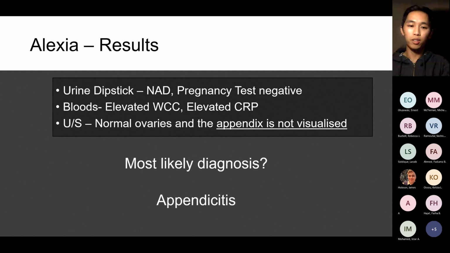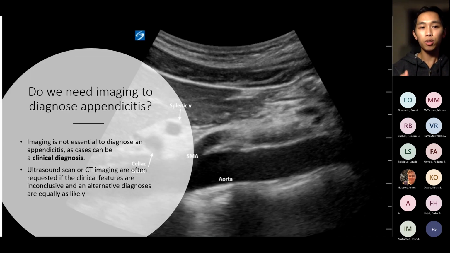Yeah, so we're thinking this is a case of appendicitis. Now, the reason why I wrote that the appendix is not visualized, because do we need imaging to diagnose appendicitis? Well, for the majority of cases, imaging is not essential for a diagnosis of appendicitis to be made because it can be made as a clinical diagnosis. However, in cases like Alexia's, where other diagnoses are equally as likely, so ovarian torsion or ovarian cyst rupture, imaging can be used to differentiate between those differential diagnoses.